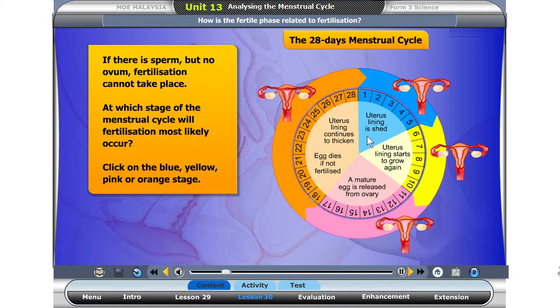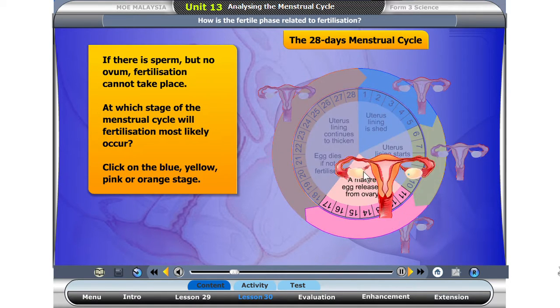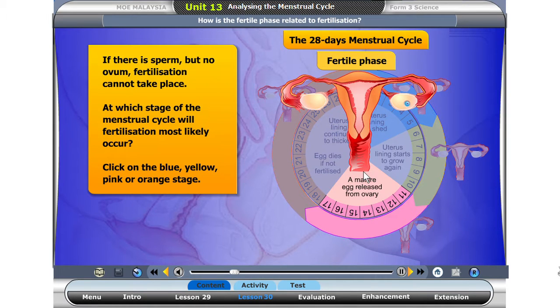At which stage will fertilization most likely occur? Click on the blue, yellow, pink, or orange stage. Yes, this stage is known as the fertile phase. This is when the ovum is released from the ovary into the fallopian tube. The ovum is normally released on day 14 of the cycle.